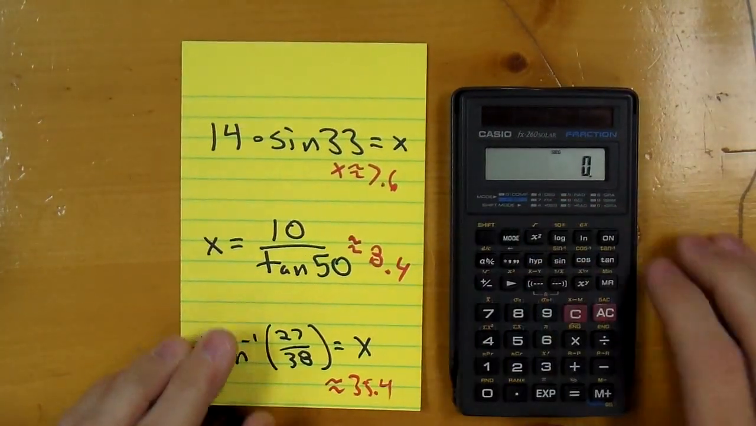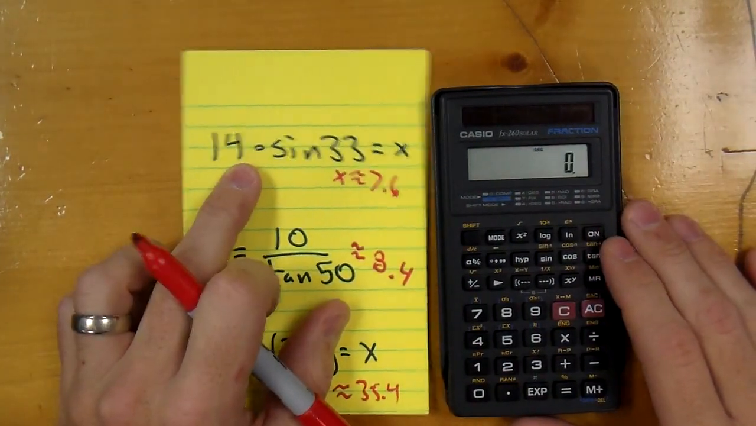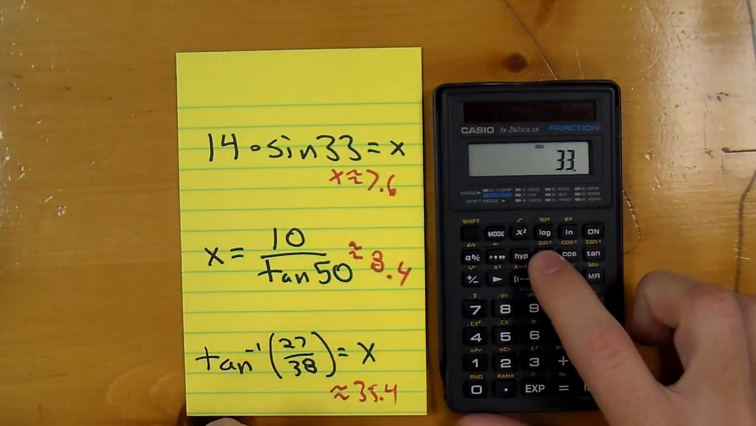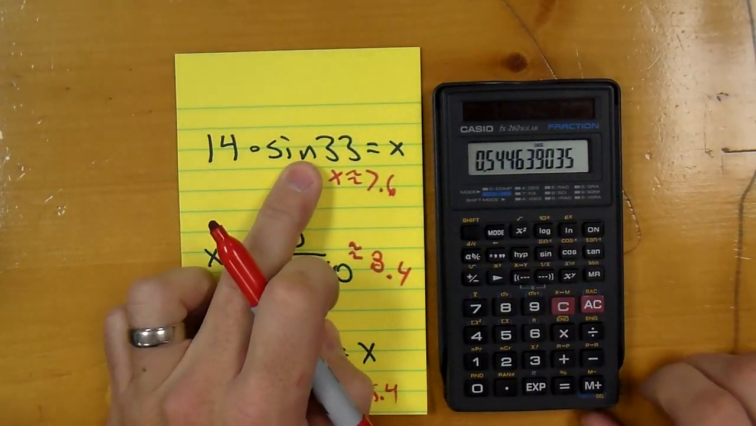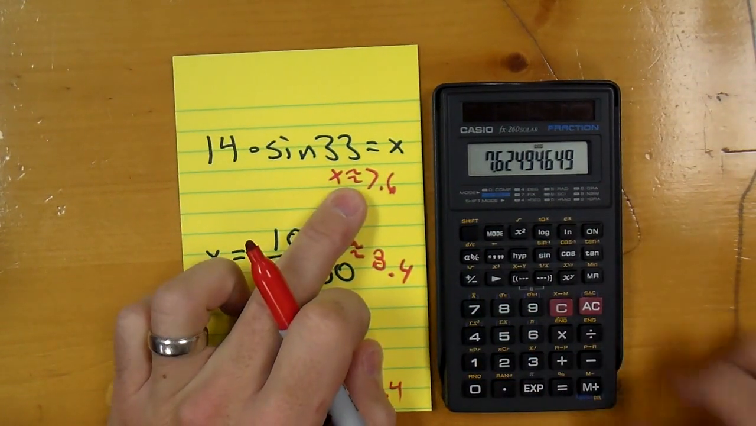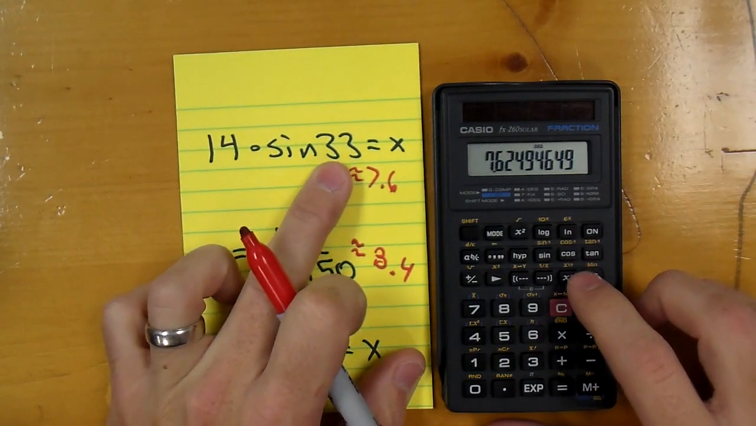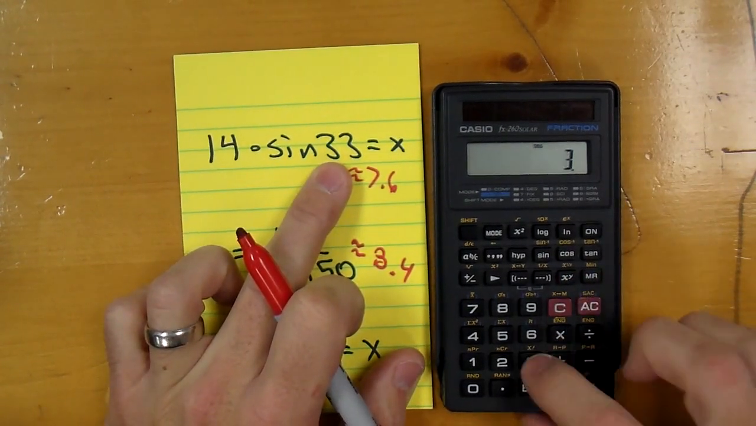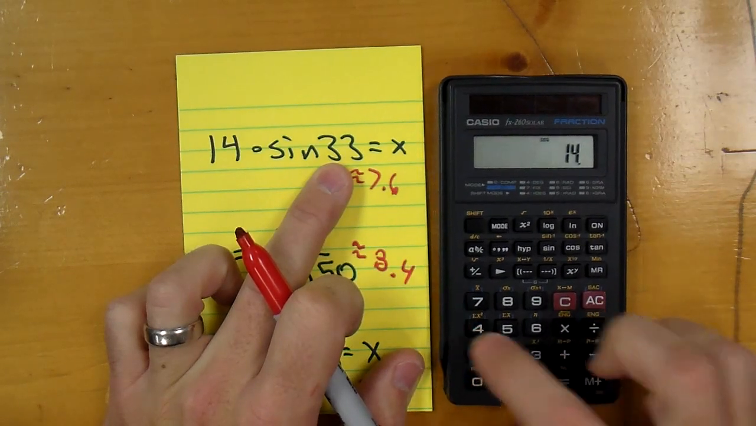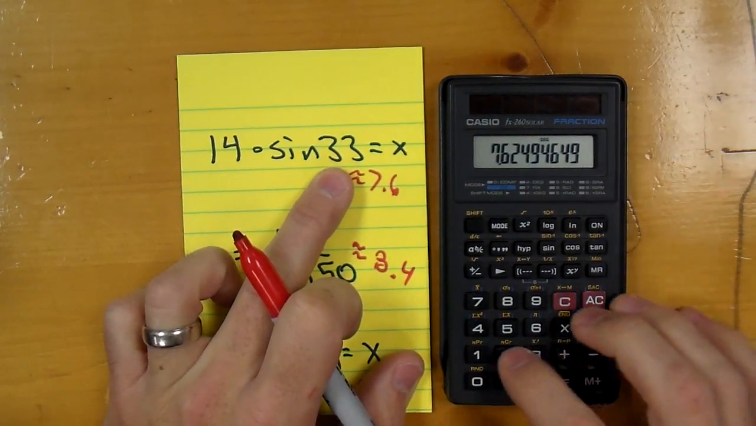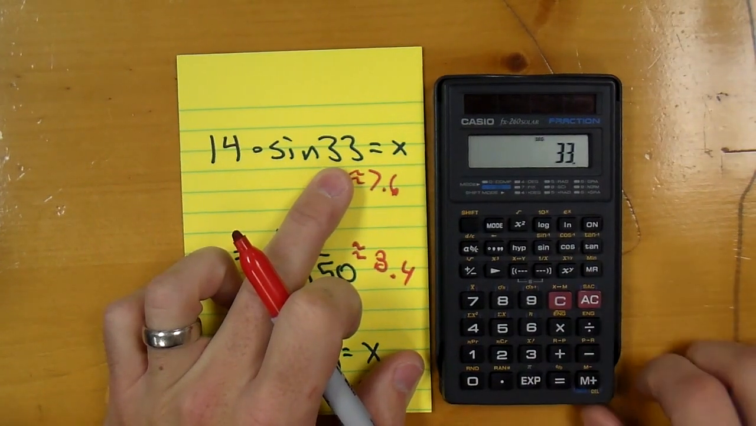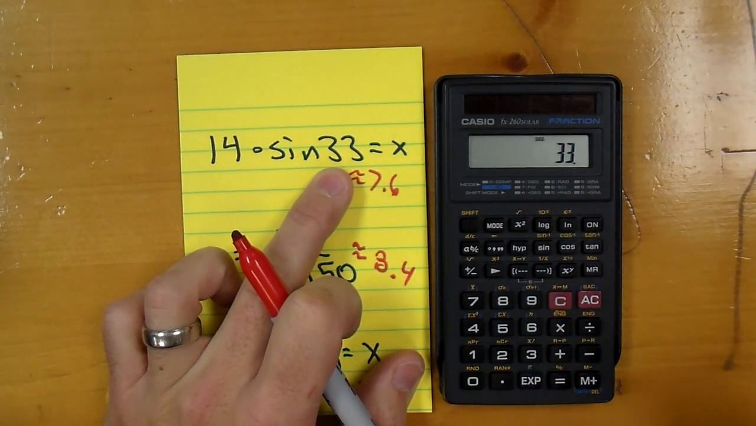Let's go to the single line. So 14 times sine 33. This one I have to do 33, then hit sine to get its decimal, times 14. And that comes out to be 7.6. So again, you're going to do the sine 33, but you do 33, then hit sine, times 14. The problem is if you went sine 33, it just gives you 33 because of the order you need to type it in.